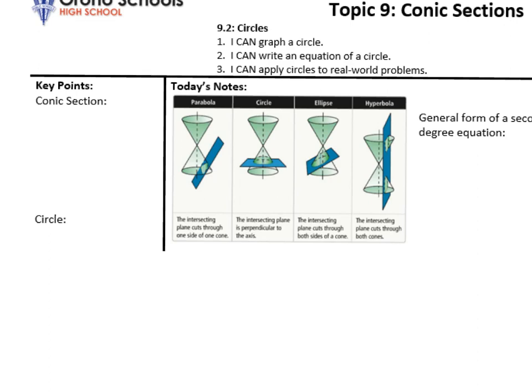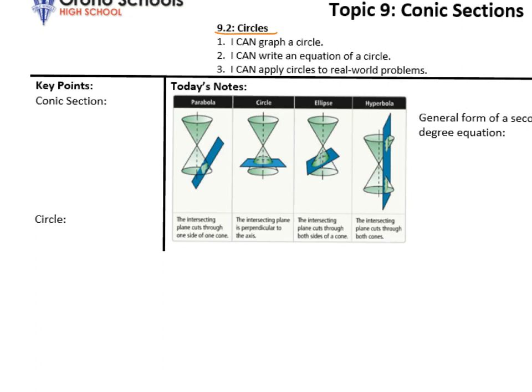Topic 9 is titled Conic Sections. We've already worked with one of the types of conic sections, a quadratic function, the shape of which is a parabola. But there are other conic sections known as circles, ellipses, and hyperbolas. They have similar characteristics to quadratics and some differences. We'll start with lesson 9.2, circles. We'll graph, write equations, and apply some real-world application.